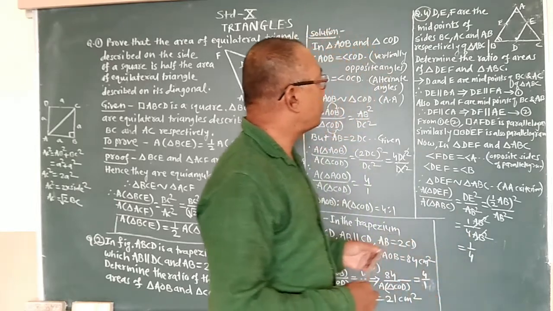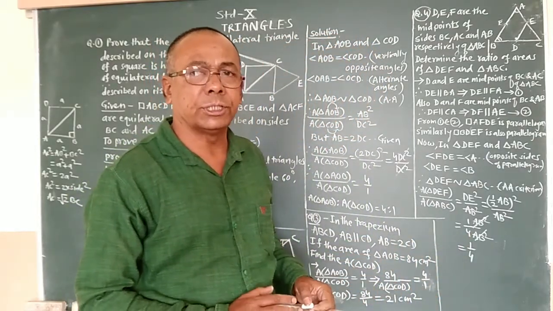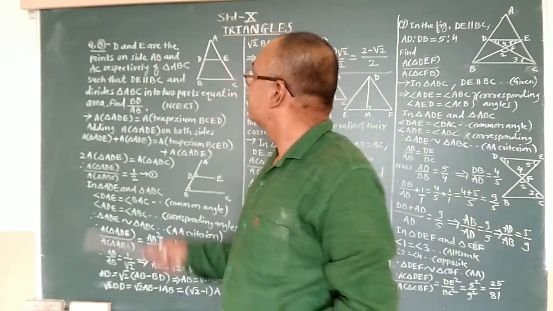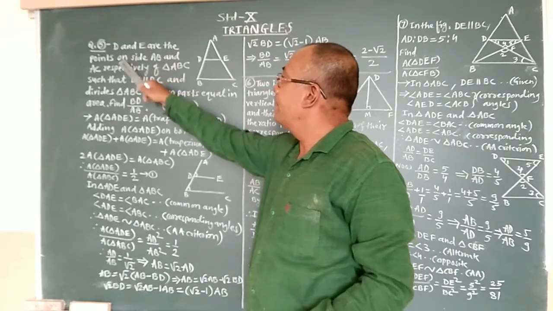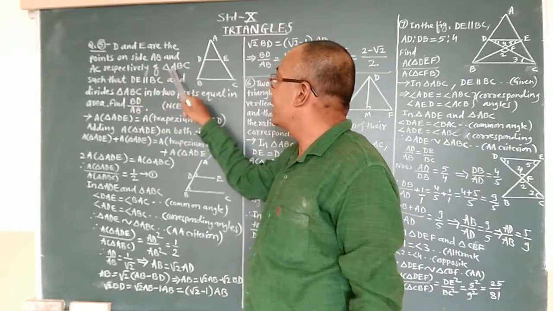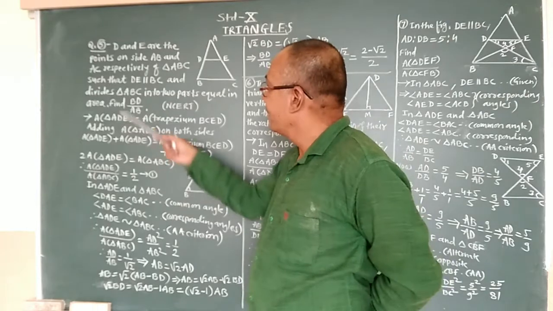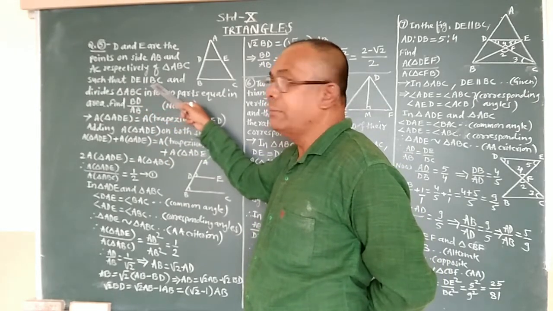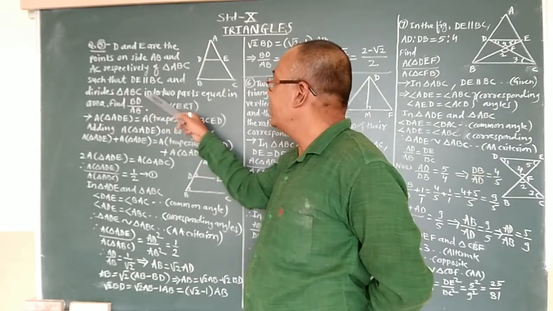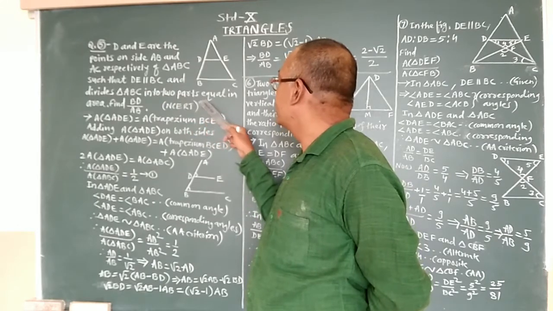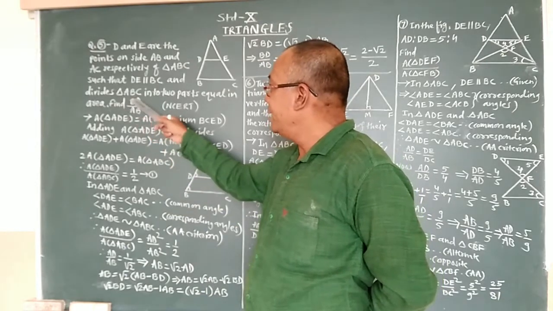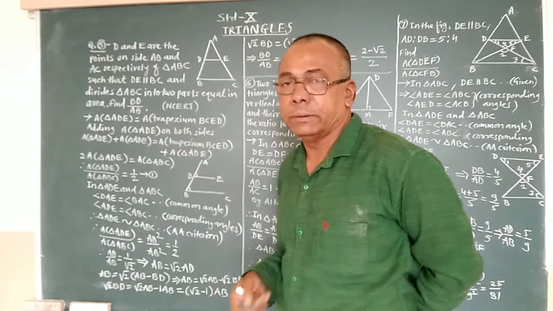So we have solved all these 4 questions here. Fifth example is that D and E are the points on sides AB and AC respectively of triangle ABC, such that DE is parallel to BC and divides triangle ABC into two parts equal in area. Find AD upon AB. This is the example.